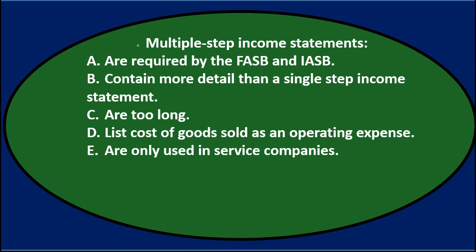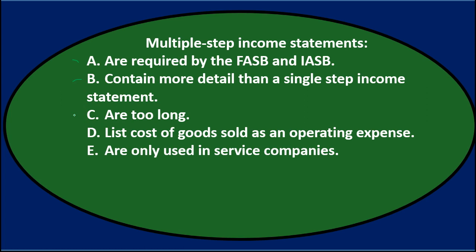Once again, question: multi-step income statements, A, are required by FASB and the IASB. These are regulatory agencies, and we might not know that. We might say, that could be. So let's keep that one for now. B, contain more detail than a single-step income statement. Well, that seems reasonable because there are more steps in it. So that seems like it's true.